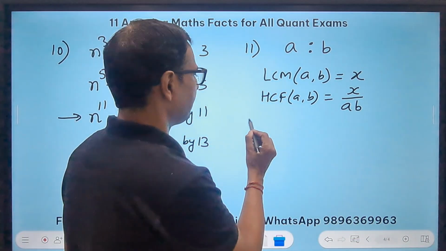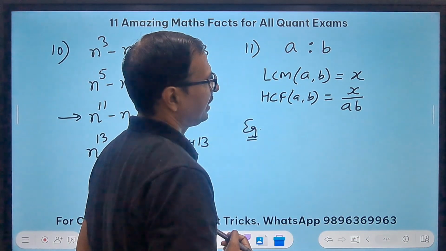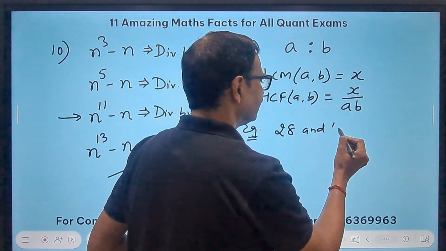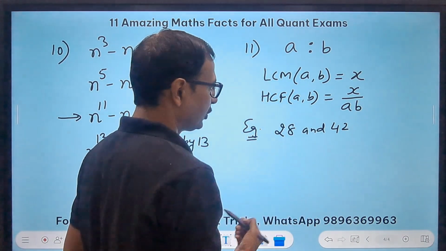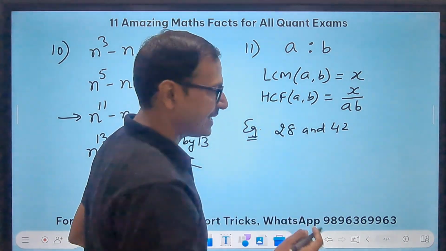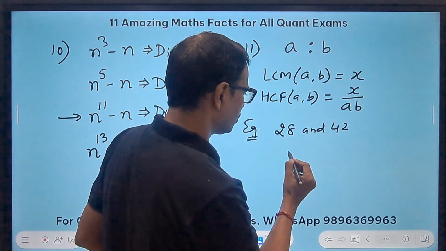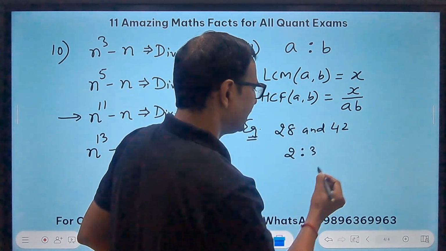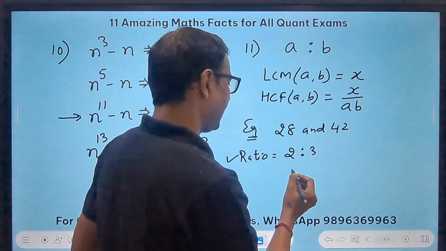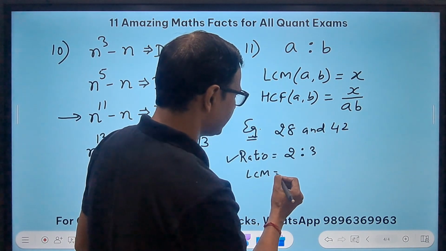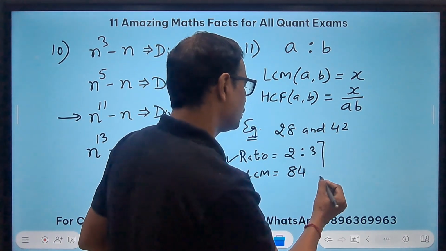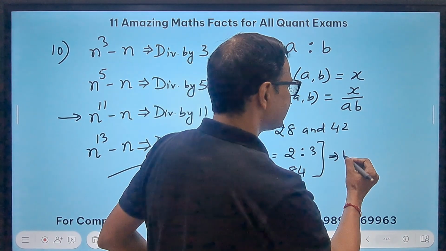Now let's take an example. Suppose we have the numbers 28 and 42. Now what is the ratio of 28 and 42? The question will be given in this form: the ratio of 2 numbers is 14 times 2, 14 times 3. So 2 ratio 3, right? This is given to us, the ratio of the numbers, and we are given that the LCM of the numbers is 84. Now using these 2, we have to find the HCF of the numbers.